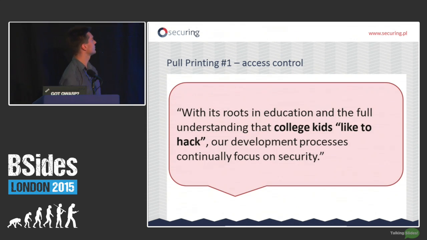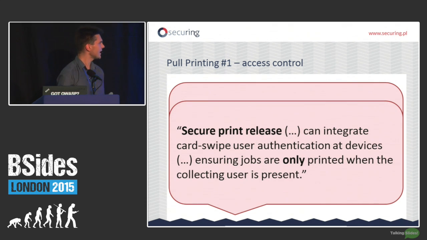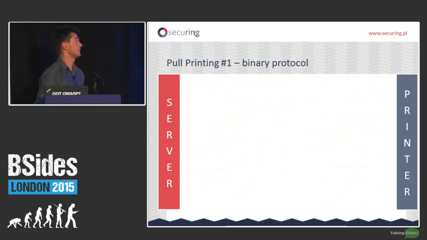OK, let's move to the vendor claims. Before the test, we really like to open the vendor website and see what he is claiming. So this one is saying that he's got roots in education, and he understands that college kids like to hack. So they're focusing on security, and they ensure that it's completely secure and documents are printed only when the collecting user is present. We always like to verify vendor claims.